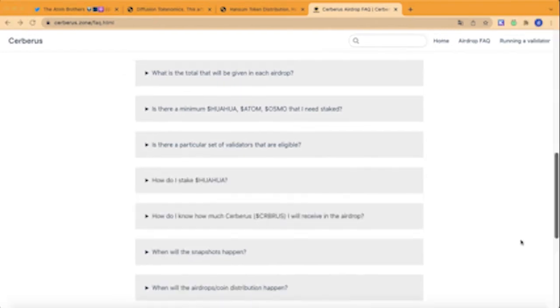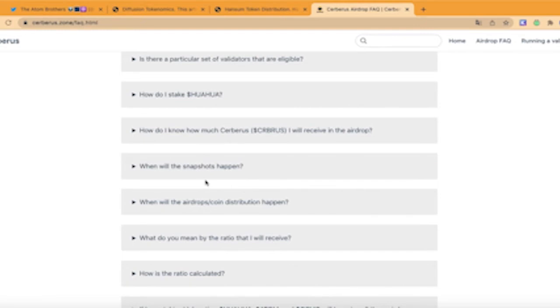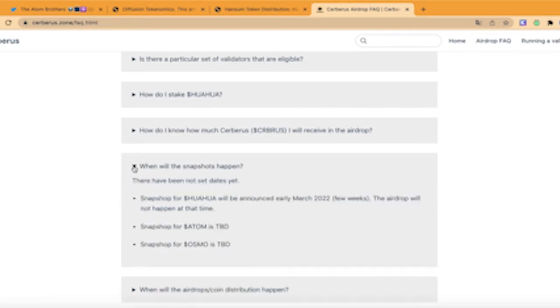How much Cerberus will I receive for the drop? Once the snapshot has been taken, they will know how much each person will receive for the drop. So, the big question is, when will the snapshots happen? There have not been any dates set yet. Snapshots for Chihuahua will be announced early March. For the Atom and Osmo delegators, there are no dates yet.